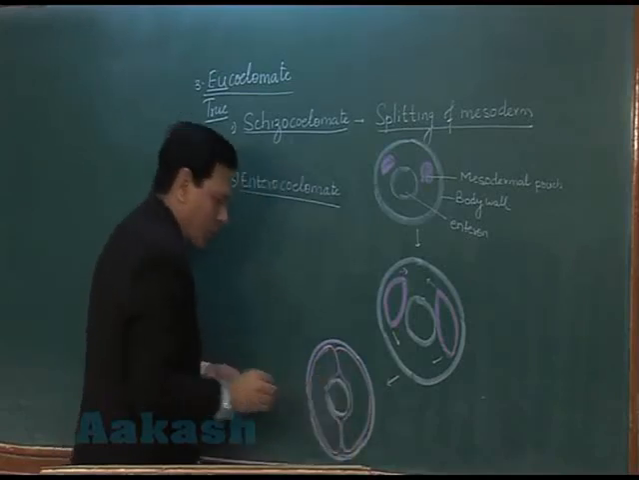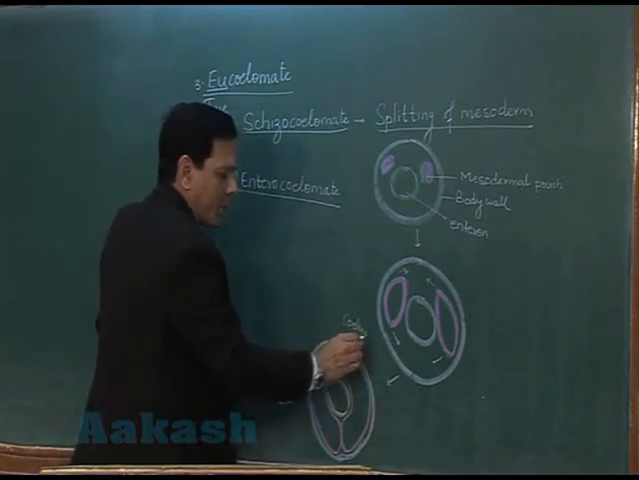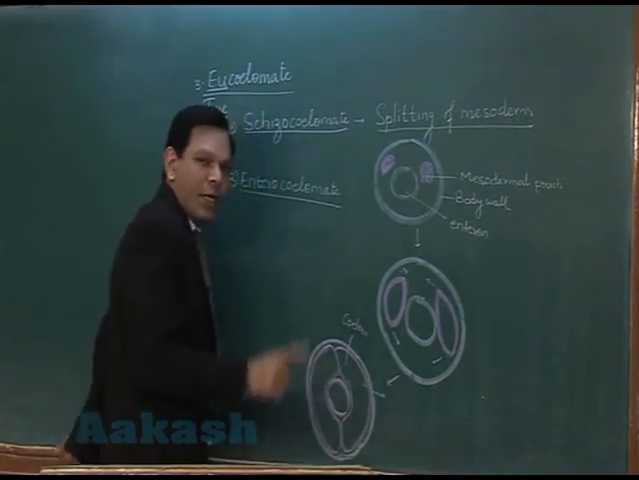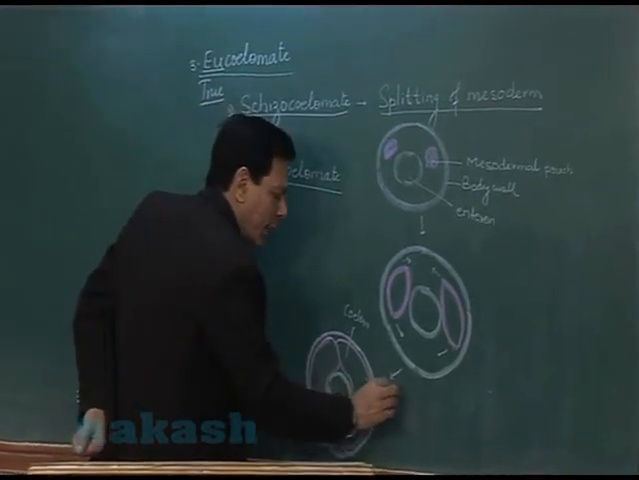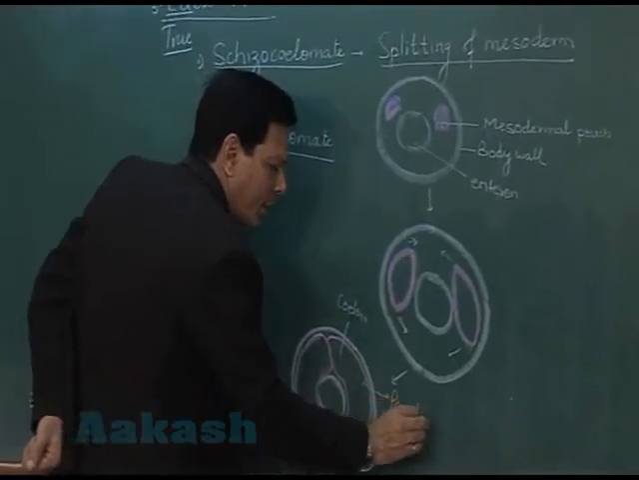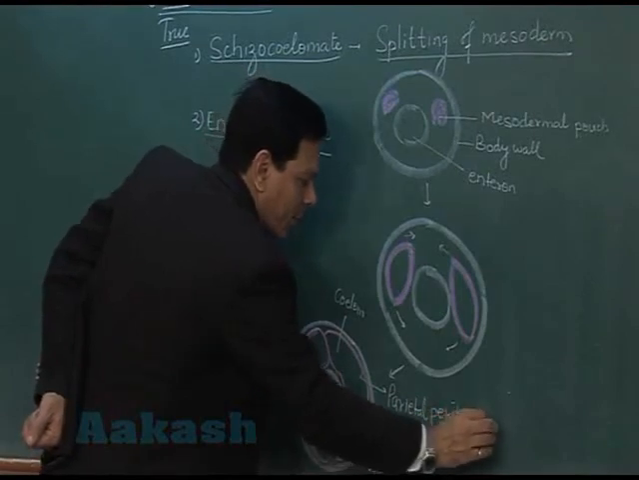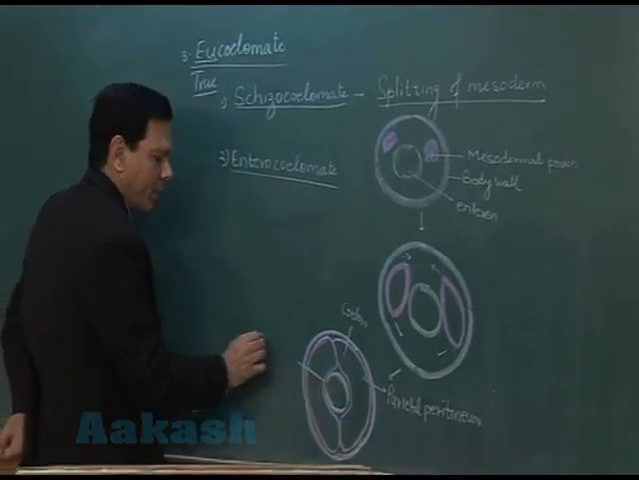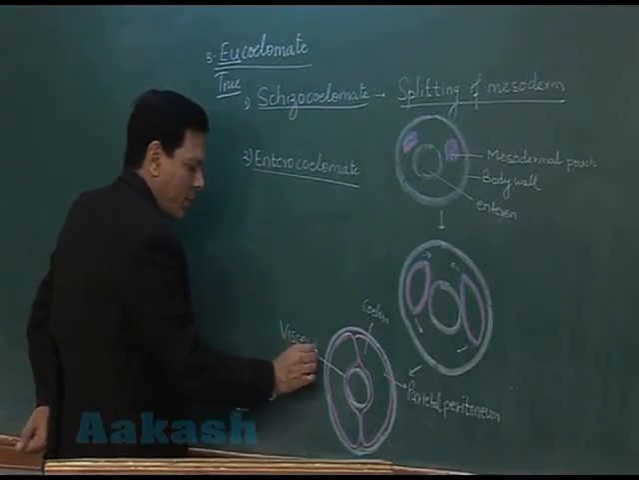Now this cavity is now termed as coelom. And this layer, the mesodermal layer, in contact with the body wall, क्या नाम दिया था इसको हमने? That will be called as parietal peritoneum. और ये विसल ऑर्गन के साथ जो रह गया, इसका क्या नाम था? That will be called as visceral peritoneum.